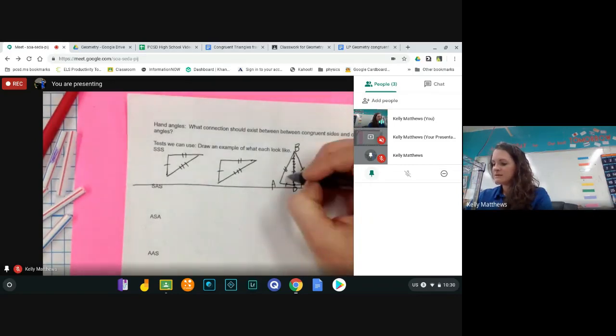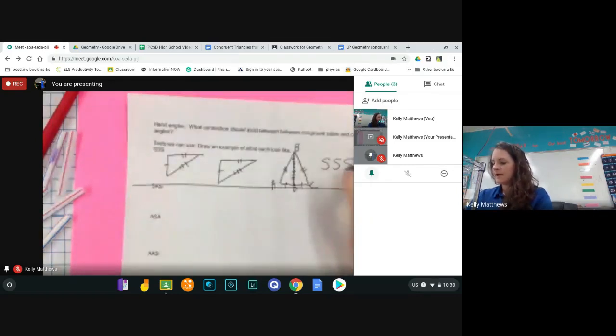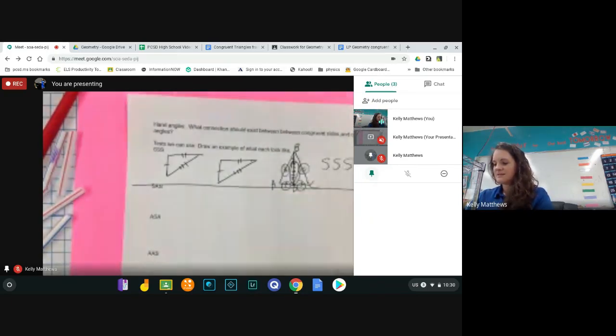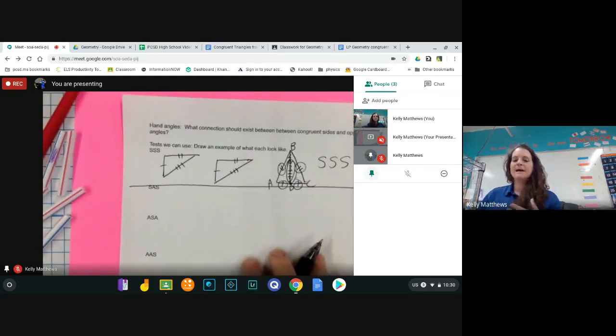And so these would be congruent by the side, side, side test. We know a set of sides here, we know a set of sides here, and we know a set of sides here. So we get to decide that they're congruent by knowing less information. Okay?